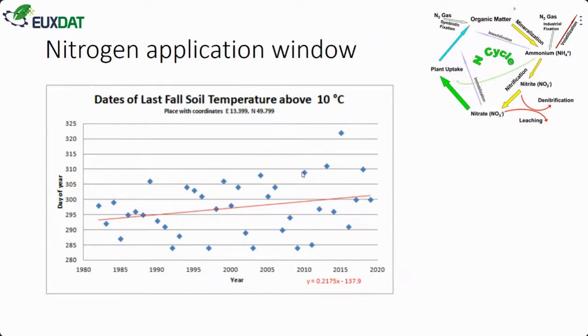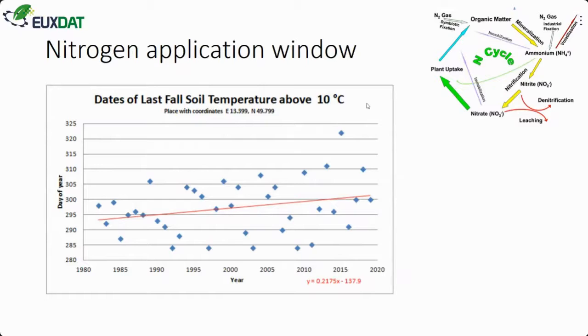Okay, next factor. I'm not sure if I'm getting too long, but this is the nitrogen application windows, which says that the temperature should be below 10 degrees Celsius. So you search for the last day when it is above that, and after the temperature goes from 10 degrees to 0, that's the suitable period.